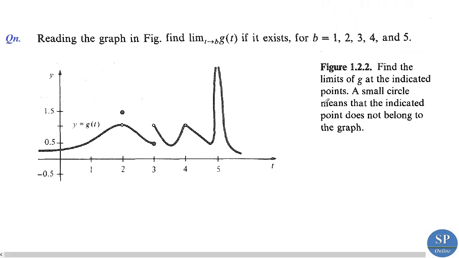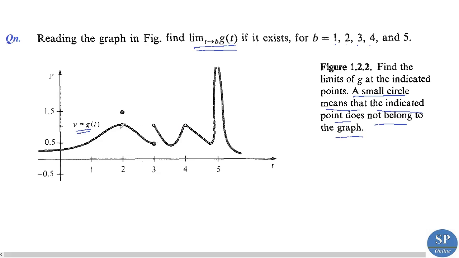Reading the graph in this figure, find the limit as t tends to b of g of t, if it exists, for b equal to 1, 2, 3, 4 and 5. Here we are given a function y equal to g of t, given by this graph. The dark line is the graph, and a small circle means that the indicated point does not belong to the graph.